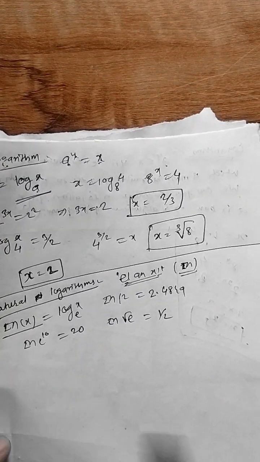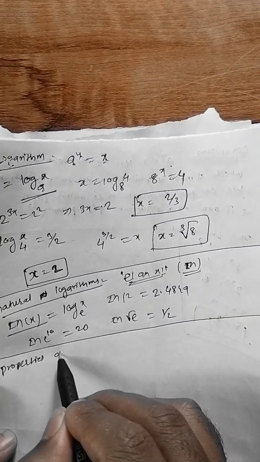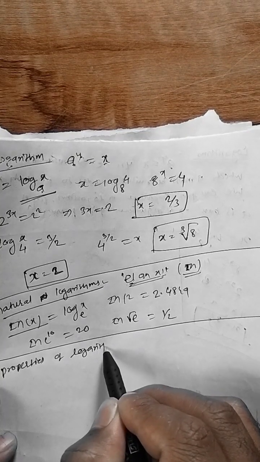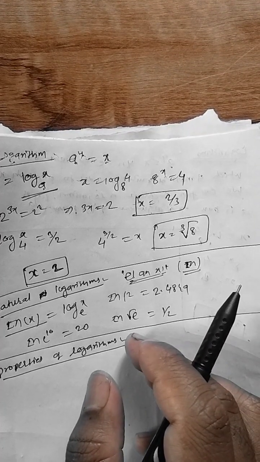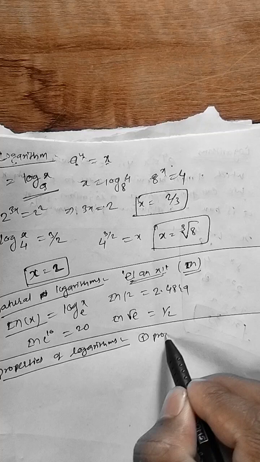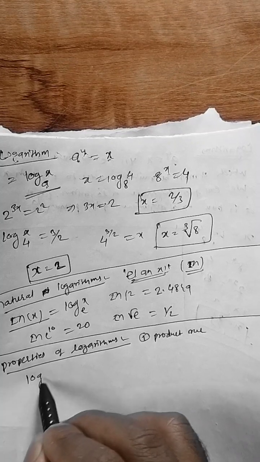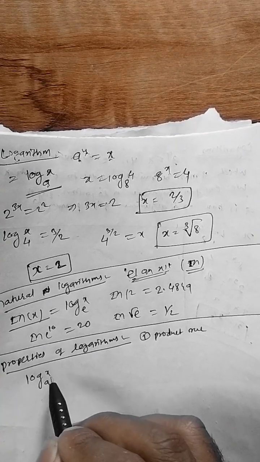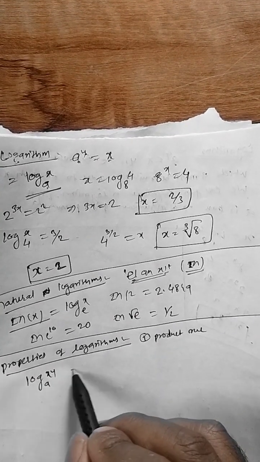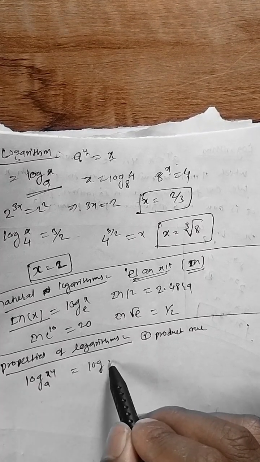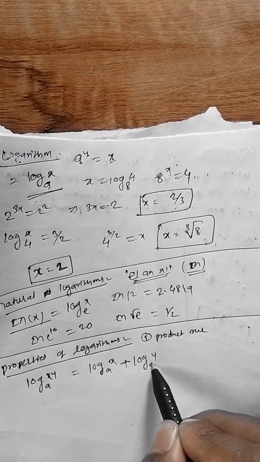So now, properties of logarithms. The first property is the product rule. The product rule is log of xy to the base a, which is equal to log of x to the base a plus log of y to the base a.